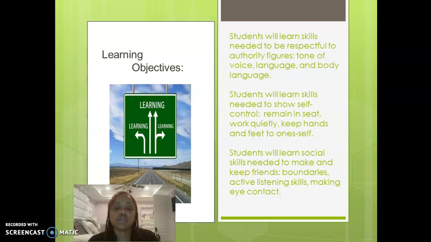They will learn skills regarding remaining in their seat, working quietly, and keeping hands and feet to oneself. Students will learn social skills needed to make and keep boundaries, such as active listening and making eye contact.